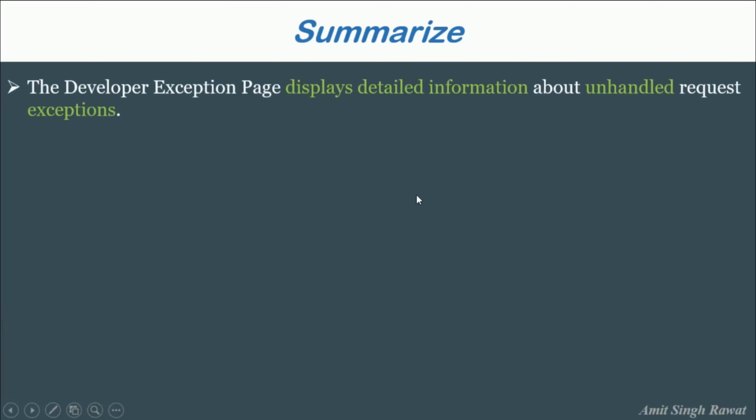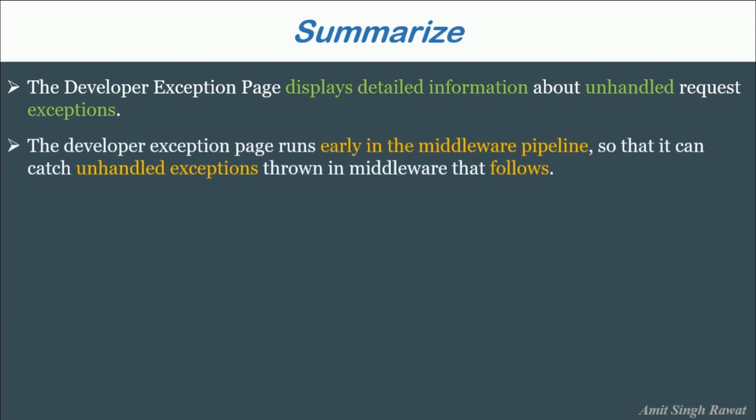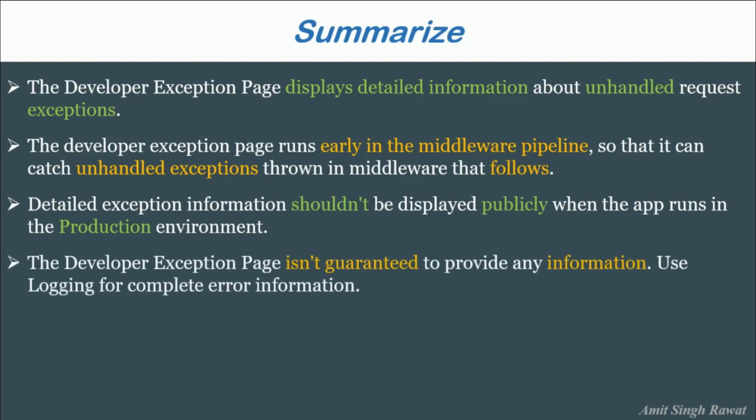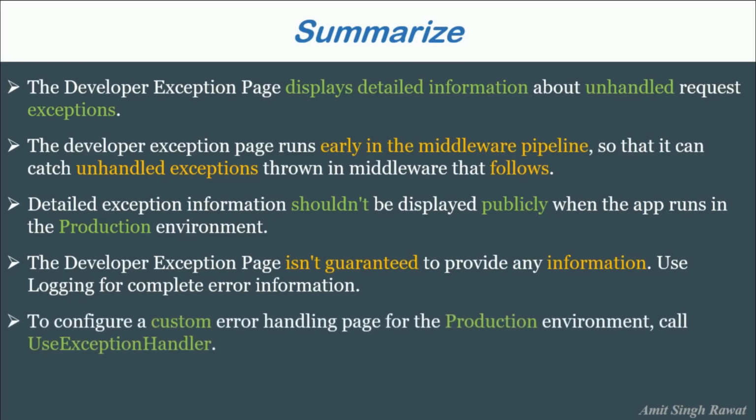The developer exception page displays detailed information about unhandled request exceptions. The developer exception page runs early in the middleware pipeline so that it can catch unhandled exceptions thrown in middleware that follows. Detailed exception information shouldn't be displayed publicly when the app runs in the production environment. The developer exception page isn't guaranteed to provide any information. Use logging for complete error information. To configure a custom error handling page for the production environment, call useExceptionHandler.